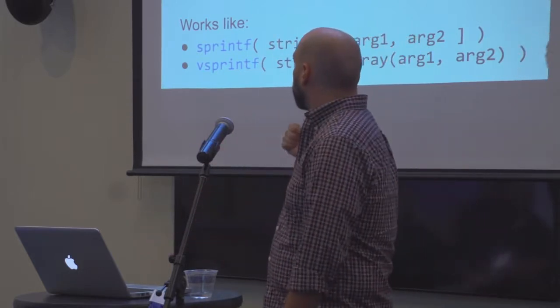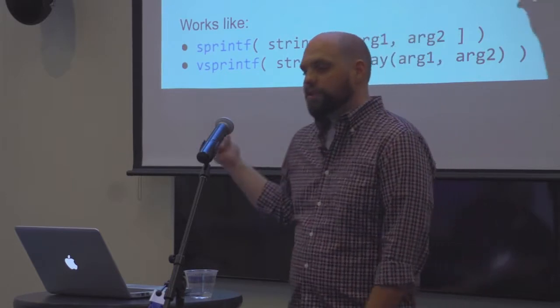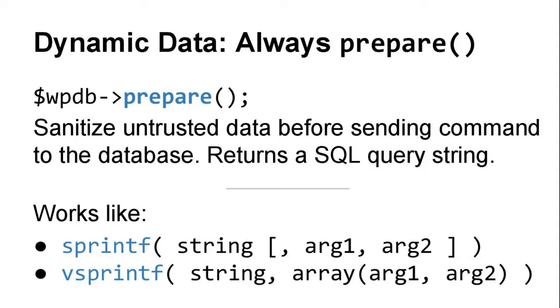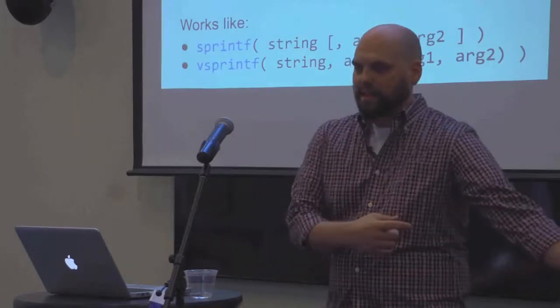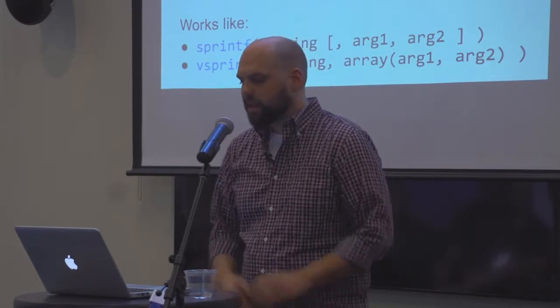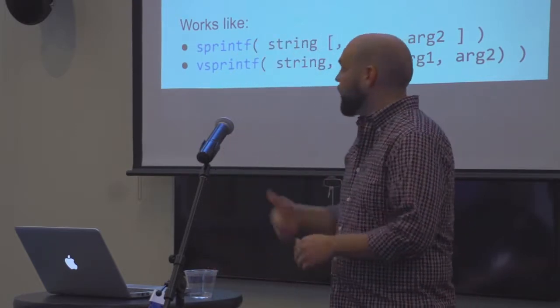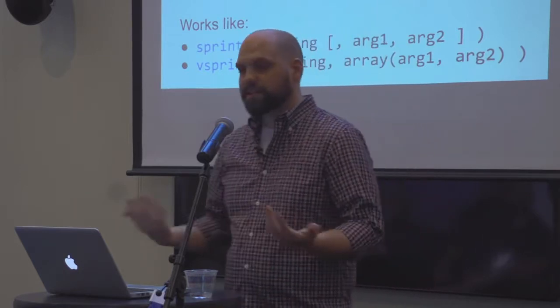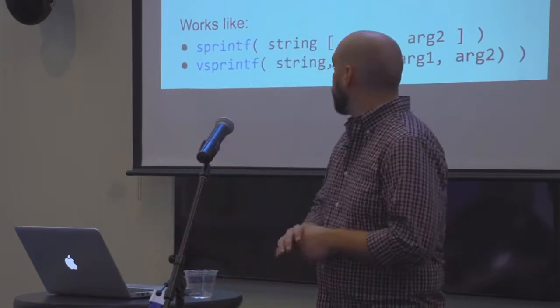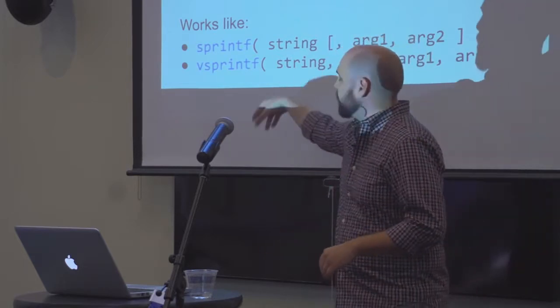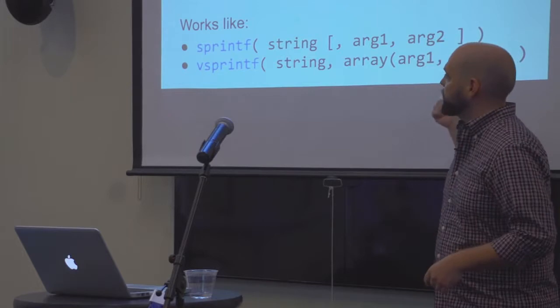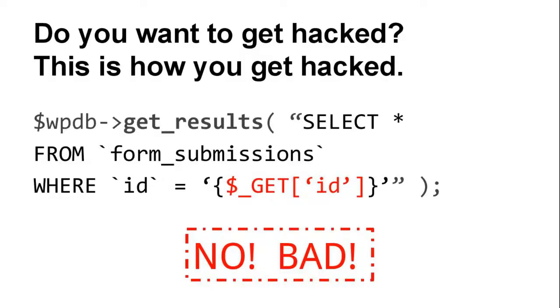So the most important method, in my opinion, of the WordPress database object that you're going to need to become real familiar with is the prepare method. Prepare is how you sanitize dynamic or untrusted data that came from likely a user or maybe an API, before you issue it as part of the command that you send to the database. The way it works is a lot like sprintf, and it can additionally work like vsprintf. I don't know if any of you are familiar with that, but essentially it's a string with tokens that get replaced by the arguments that you pass into the function. So let's take a little look.